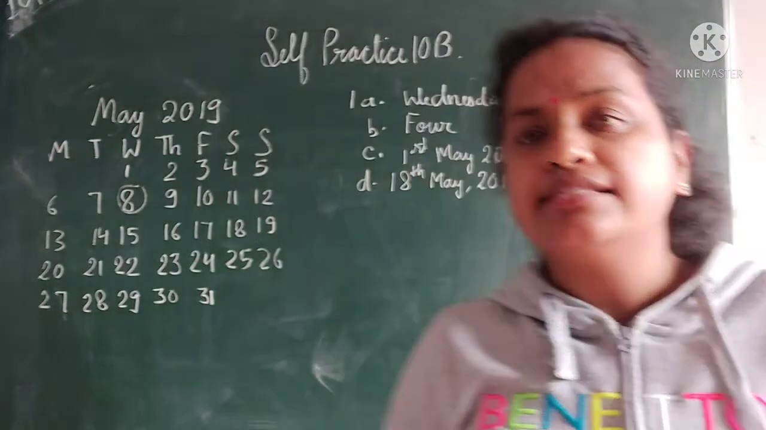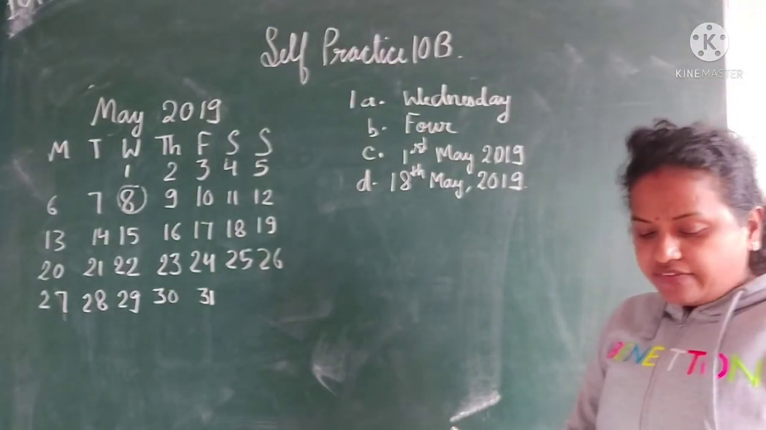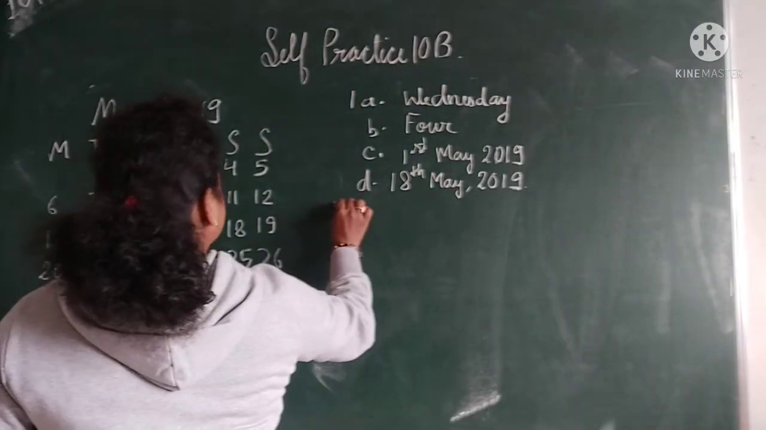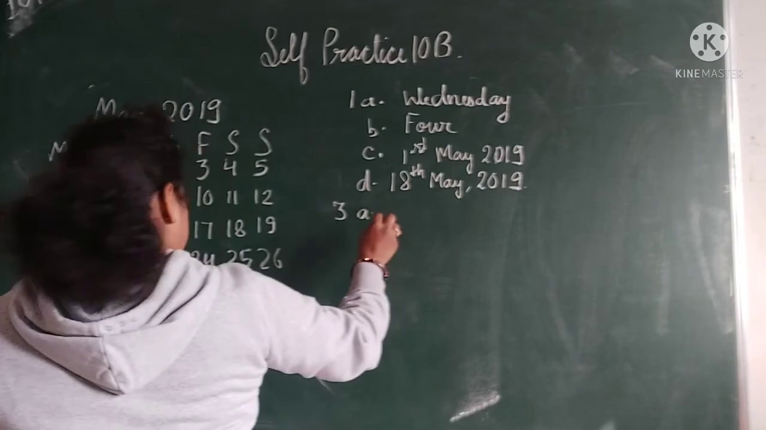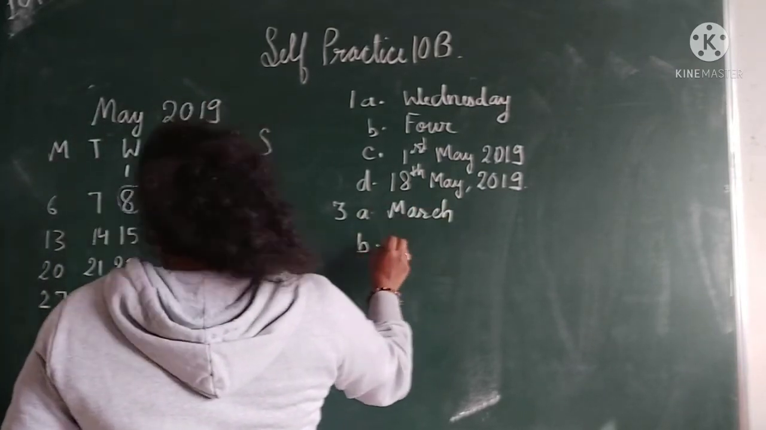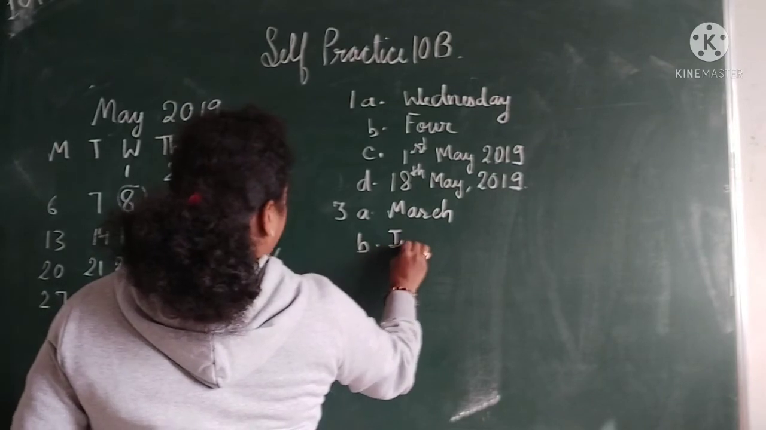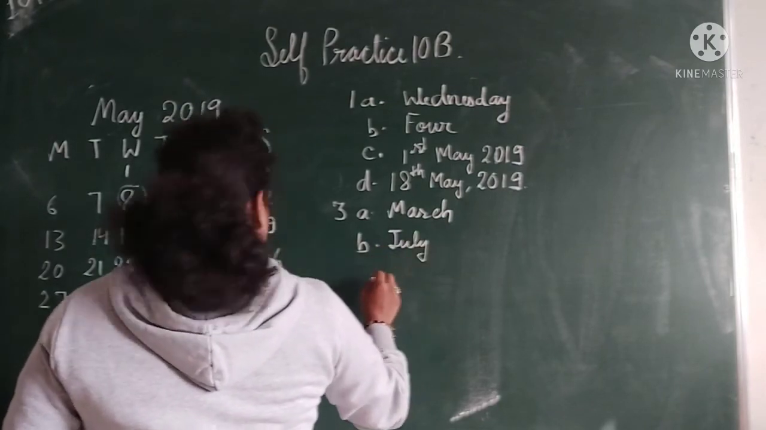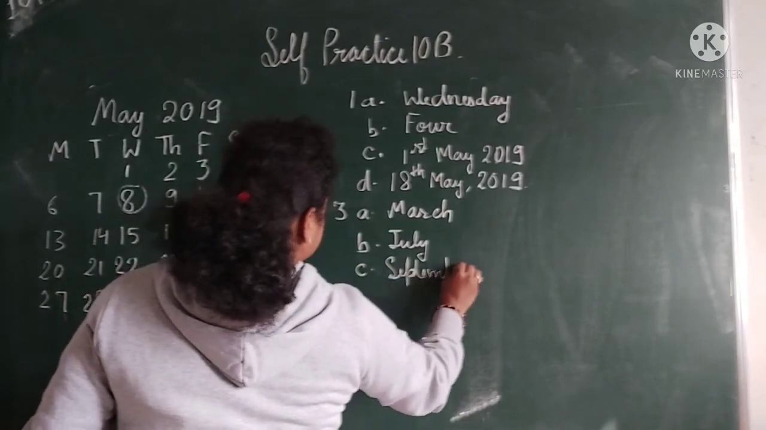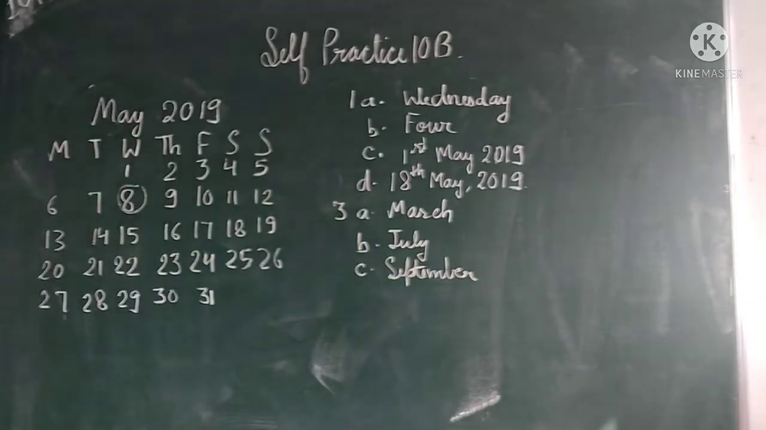Now, next see question number 2. Write the name of each month. So you can say, just now I have explained you. 3rd month is March. Then 7th month July, and 9th month September. Okay.